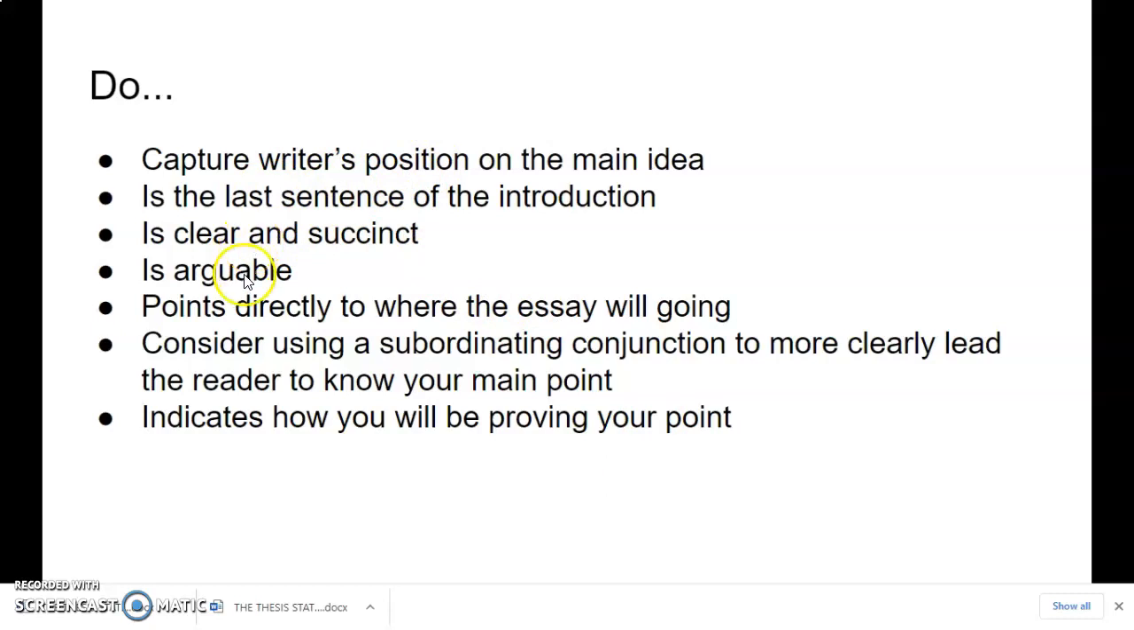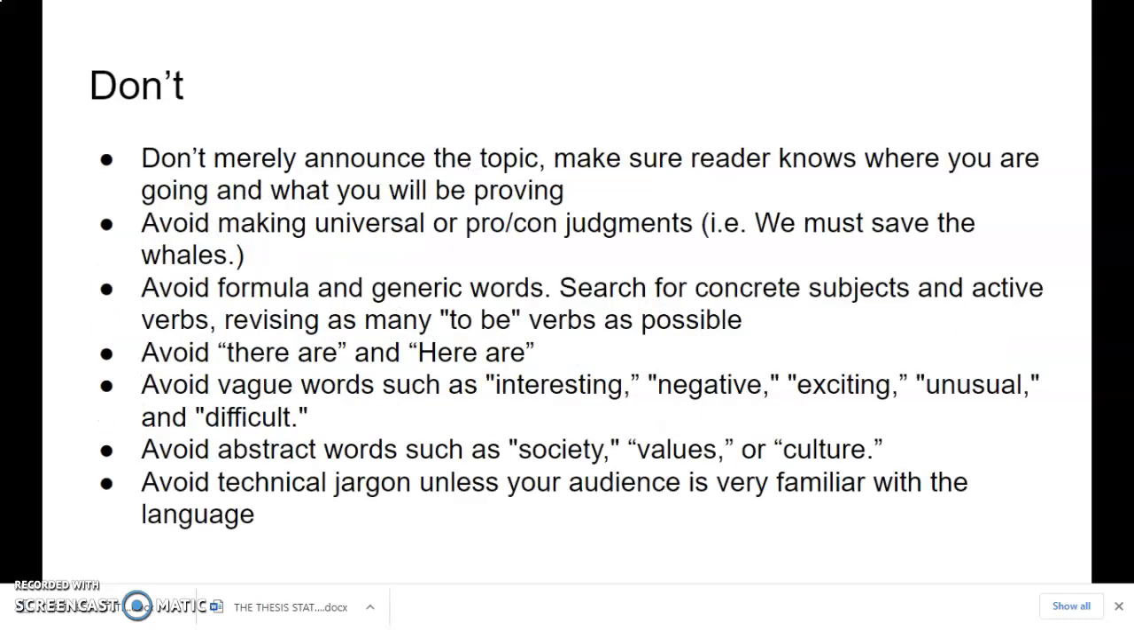It's clear and succinct. It is arguable. It points where the essay is going to go. Consider using a subordinating conjunction, and I should probably highlight that and give you a link to all those. And then it also indicates how you're going to prove your point.